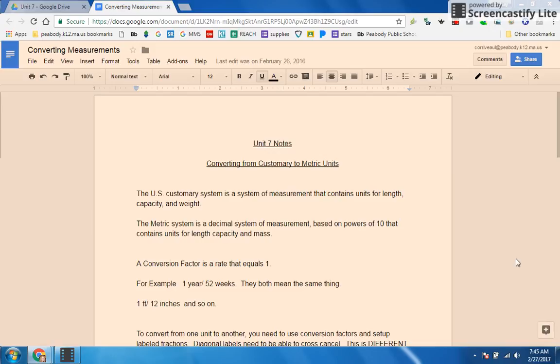Basically, the United States has a customary system, and it's our system of measurement that contains units for length, capacity, and weight. The metric system is what pretty much the rest of the planet uses except for us. Theirs is based on powers of 10, and it contains units for length, capacity, and mass as well. They just use powers of 10, and we don't. Theirs is actually a lot easier, but for whatever reason, the United States has its own unit of measurement, so ours is a little bit different.